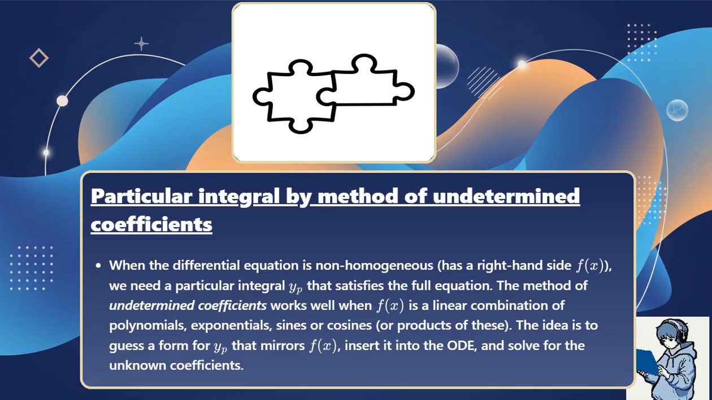The method of undetermined coefficients works well when f of x is a linear combination of polynomials, exponentials, sines or cosines or products of these. The idea is to guess a form for y sub p that mirrors f of x, insert it into the ordinary differential equation, and solve for the unknown coefficients.